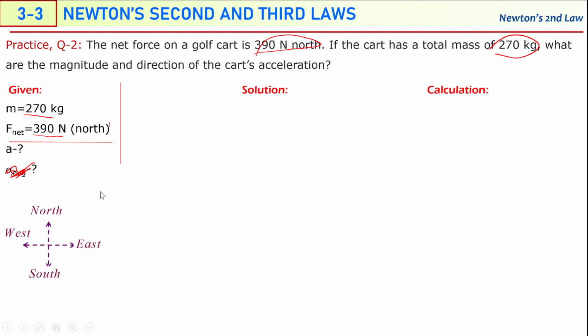We know the directions. North is going to be up on the page, south will be down on the page, east will be to the right, and west will be to the left.